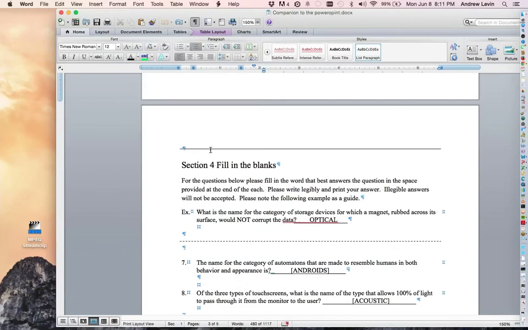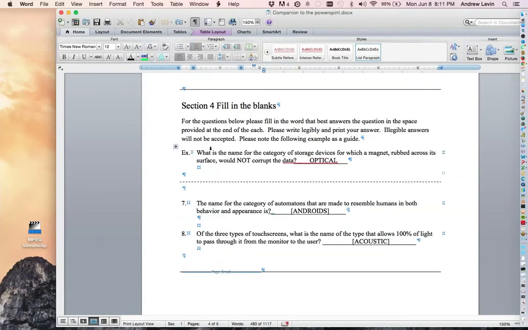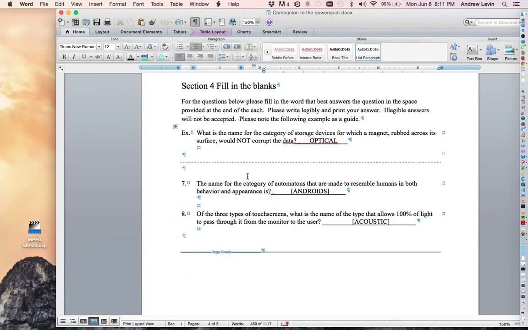Okay, now fill in the blanks. This is the one, personally, I think is the trickiest one to do right. You want to make sure that the question is, first of all, not very wordy, but it has to have enough so that the answer they put in there can only be the right answer. Like, for example, look at this one. The name of the category for automatons that are made to resemble humans in both behavior and appearance is, the answer is androids. But it's not.